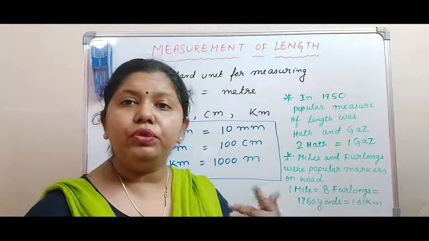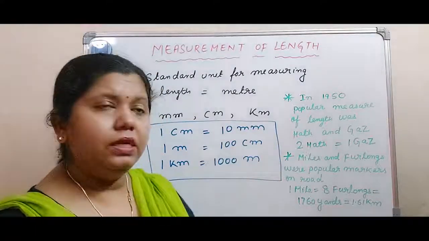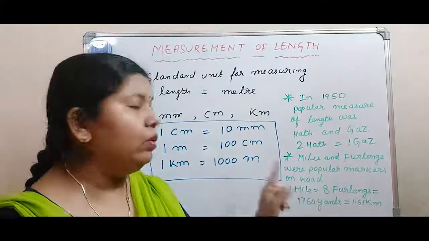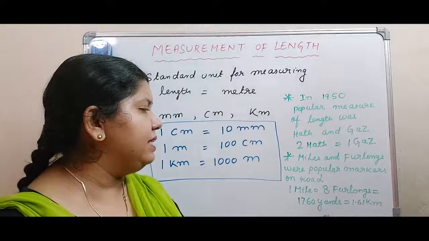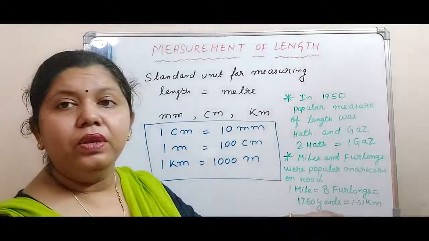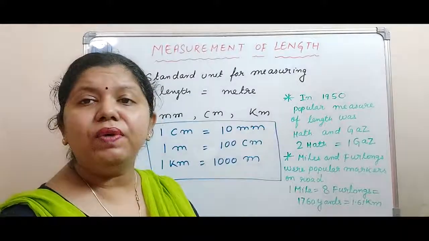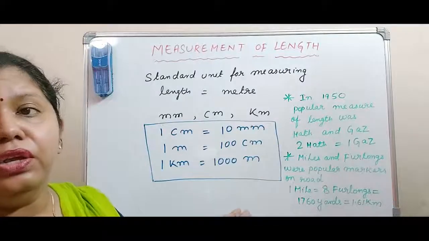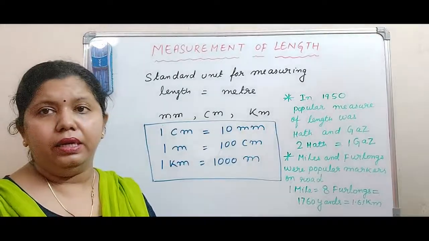And during the Britishers' time, they were using miles and furlongs as markers on the road. What is the value of mile? 1 mile equal to 8 furlongs, and that is again equal to 1760 yards, and that is again equal to 1.61 kilometer. So we can also tell that 1 mile is equal to 1.61 kilometer. So I hope you have understood the different units. Now how to convert from one unit to another unit, let us learn in detail.